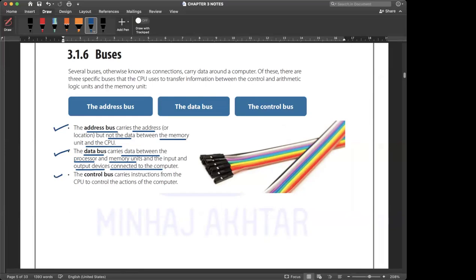And the control bus, of course, carries instructions from the CPU to control the action of the computer. So the control bus is the most responsible bus. It is the most powerful bus, which is going to control the instructions. Whatever data is circulated into the CPU, the control bus is always taking that data.